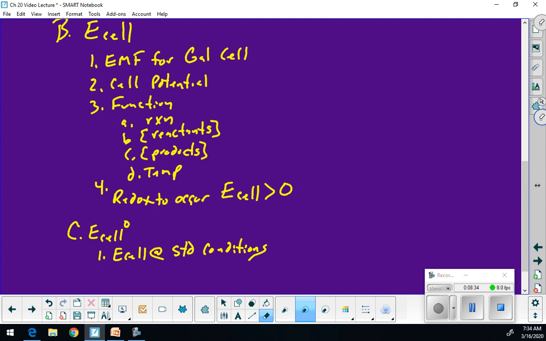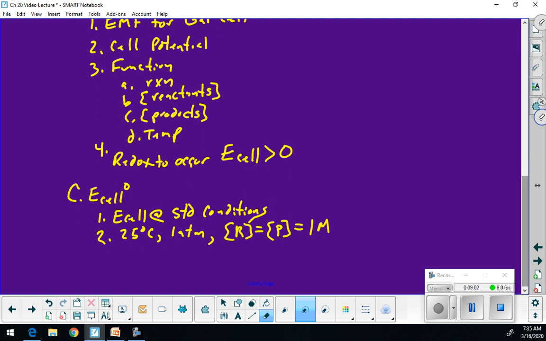And that would be 25C, 1 atmosphere, and my concentrations of my reactants equal the concentration of my products, which are equal to 1 molar. All right, so I have my E standard, and now once I have my standard cell potentials, I'm going places, right? I think I'm going places.